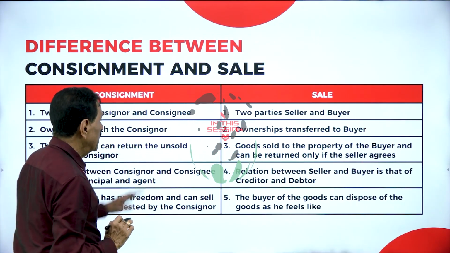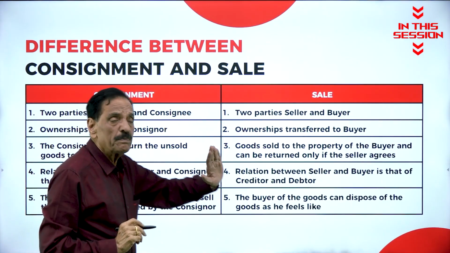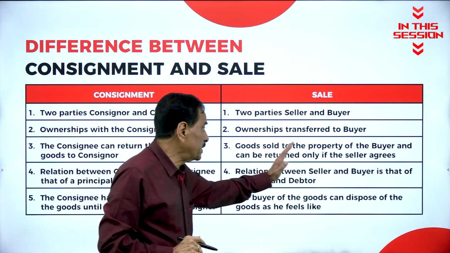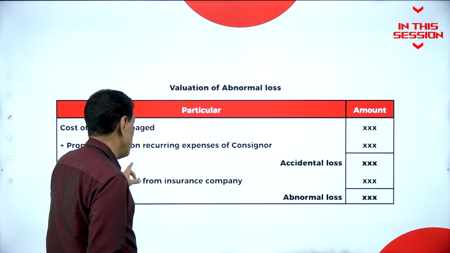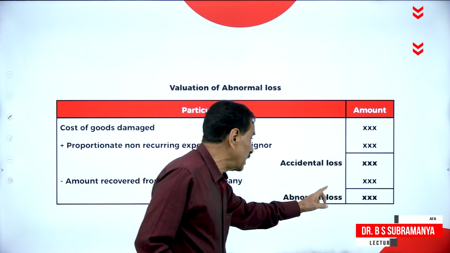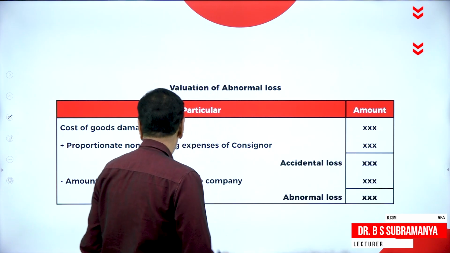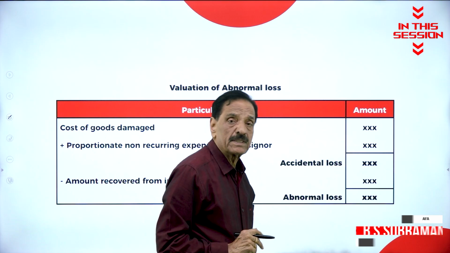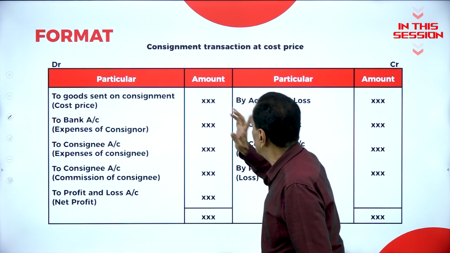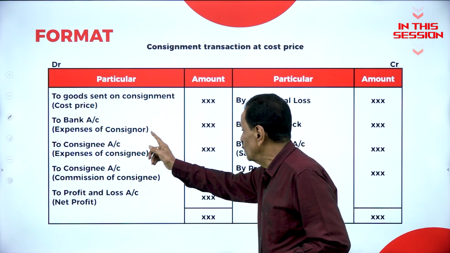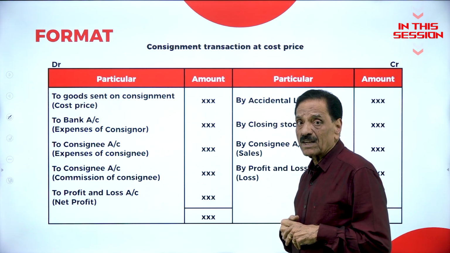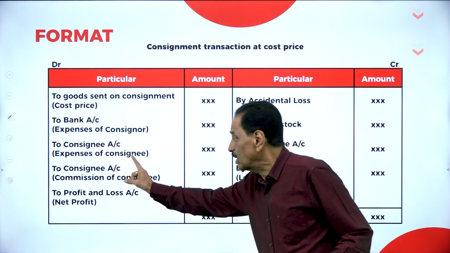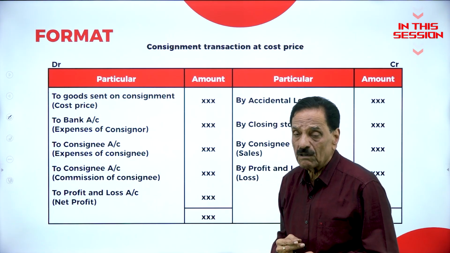Consignor is the owner, consignee is the agent. Two parties in the sales are, one is the seller, another is the buyer. Proportionate non-recurring expense of the consignor, total accidental loss minus amount recovered from insurance company, whatever the difference comes, that is the abnormal loss. First one, goods sent on consignment account. Then two bank account, expenses of the consignor. Two consignee account, expenses of consignee.